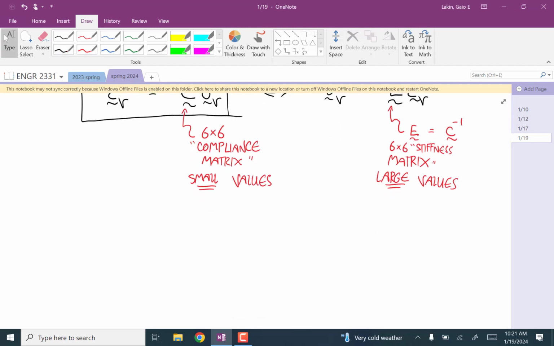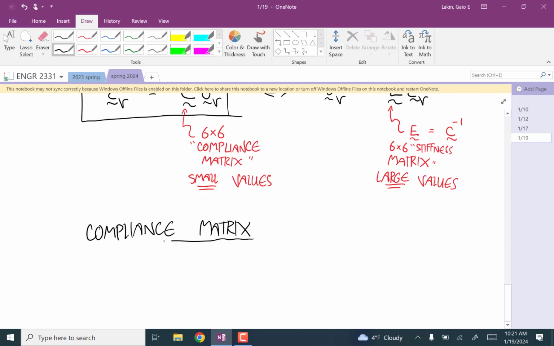Okay, so let's talk about this compliance matrix. I'm not really going to talk about the stiffness matrix because you can just make your calculator take the inverse of it. So I'm just going to talk about the compliance, and if you ever need the stiffness, just take the inverse, okay? We'll talk about that a little later on, but what about the compliance matrix?